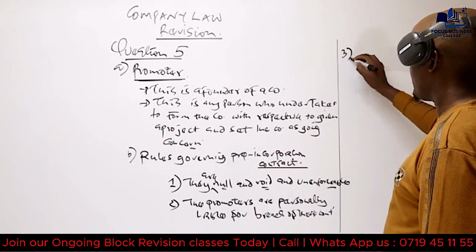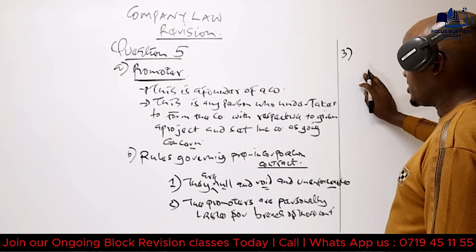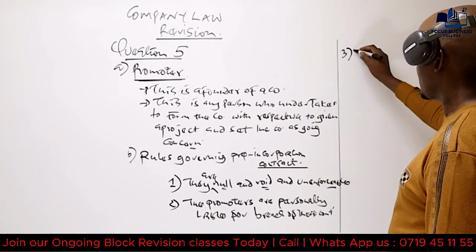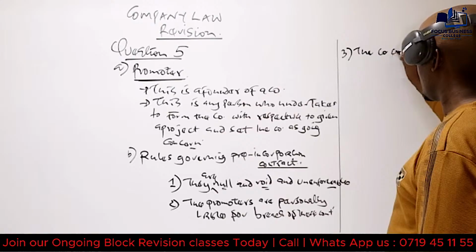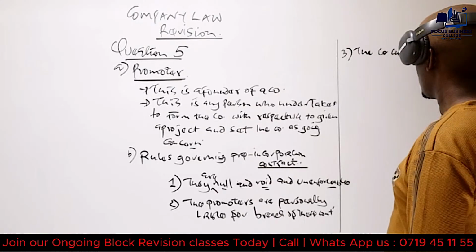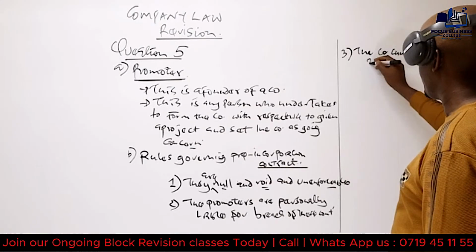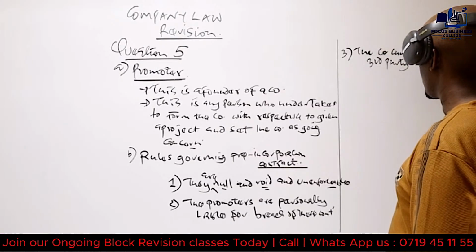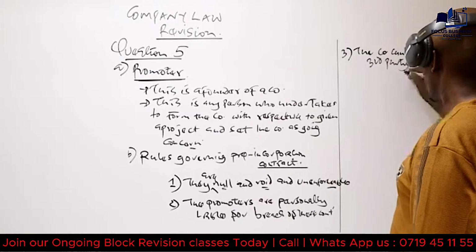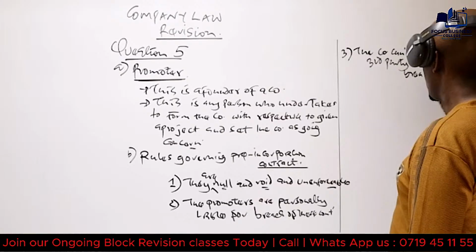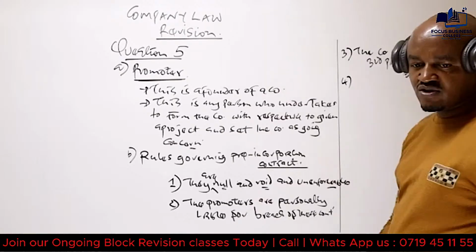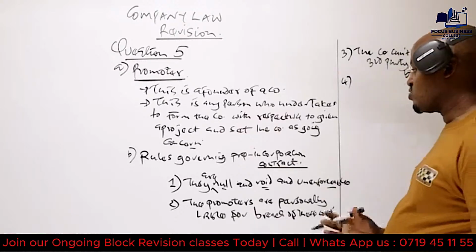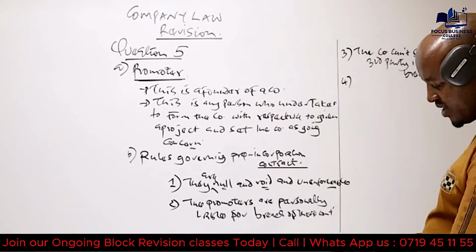Number three, the other rule which governs this particular contract: the company cannot sue the third party in case of the breach. In case of what? In case of the breach. So if the third party breaches this particular contract, the company cannot go to a court of law and take legal action against that particular third party.